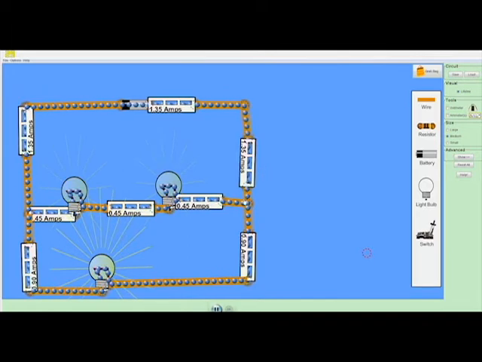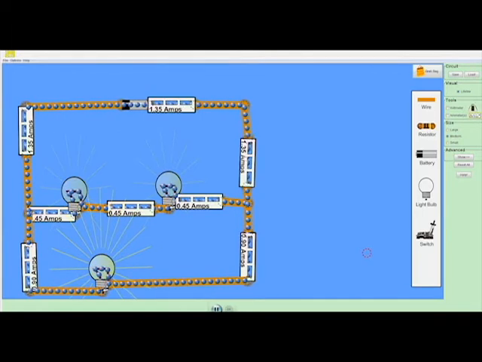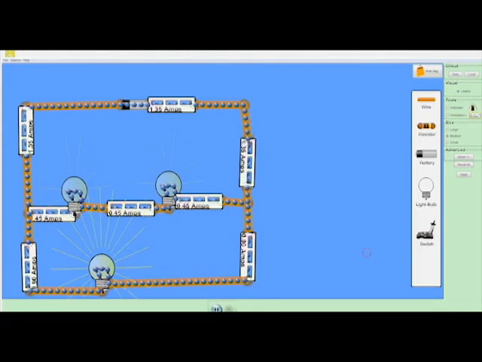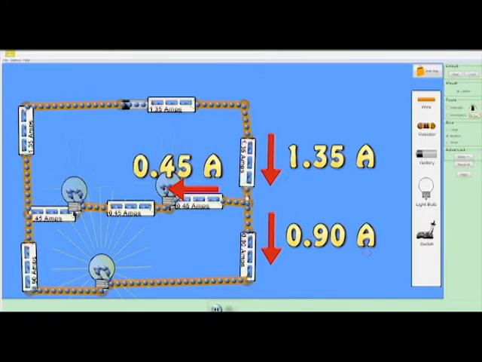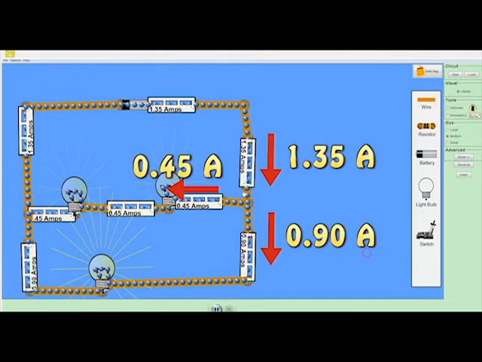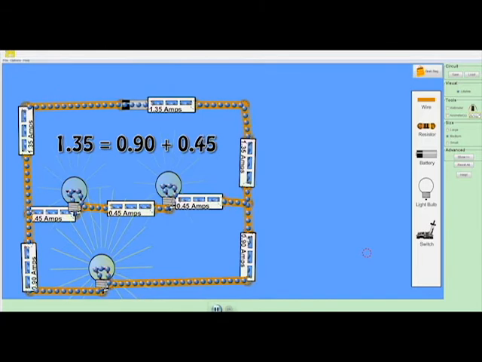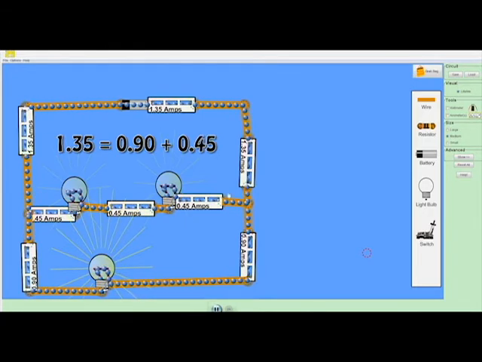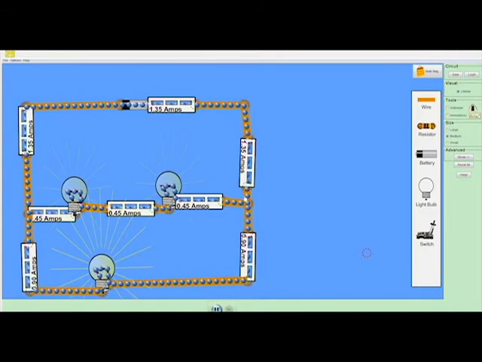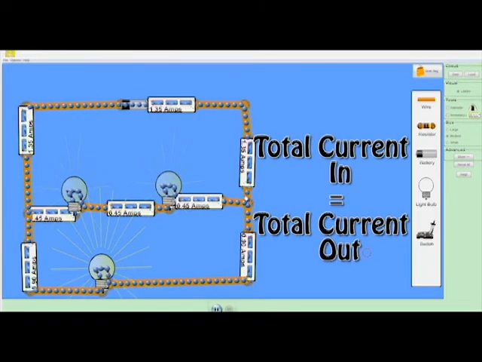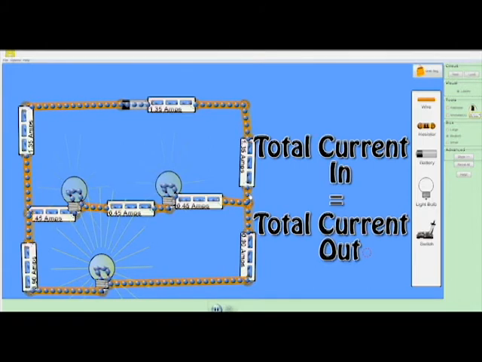If we consider this junction as our point on the circuit, we said before that the current entering that point will be the same as the current leaving that point. The current coming into that point is 1.35 amps. Then we've got 0.45 amps coming along the first branch and 0.90 amps coming down the second branch. If we add the 0.45 amps to the 0.90 amps, we find that the total is 1.35 amps. So the total current exiting this point is the same as the total current entering it. As we saw before, total current in equals total current out, and the rule still holds true.